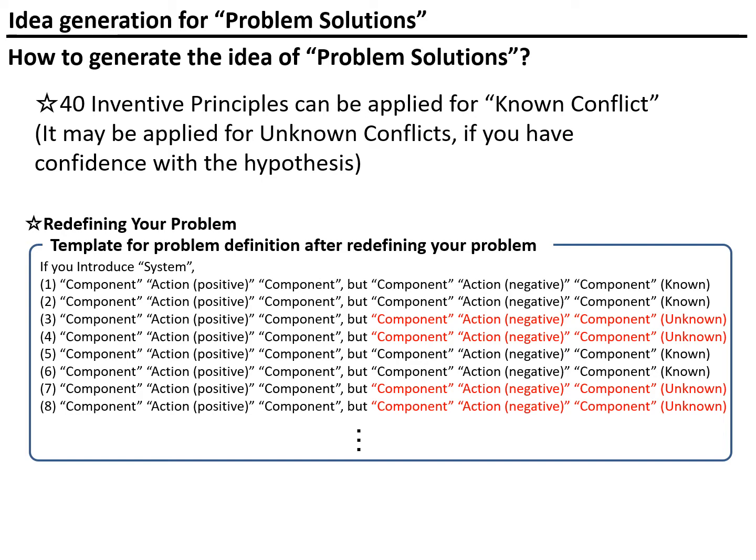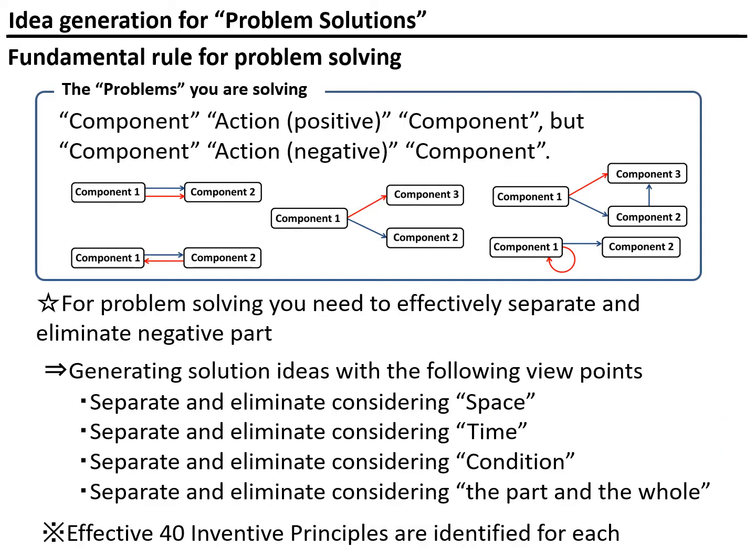Template for problem definition. After redefining a problem, your problem should be described as a combination of smaller conflicts. So you could say if you introduce a system, these conflicts appear. Then the problems you are solving must be something like this: a component is positively acting on another component, but the component negatively acts on some other components.